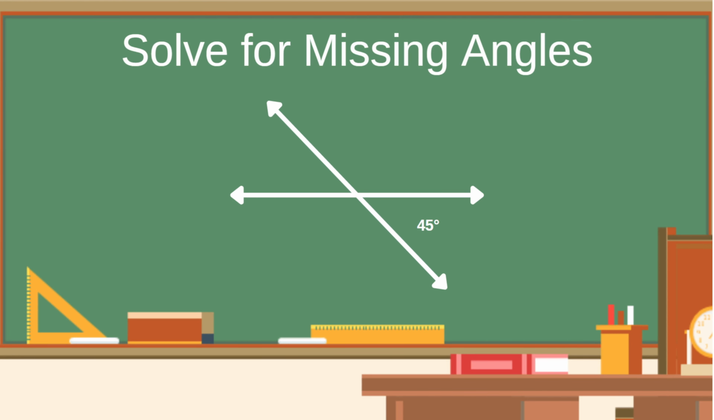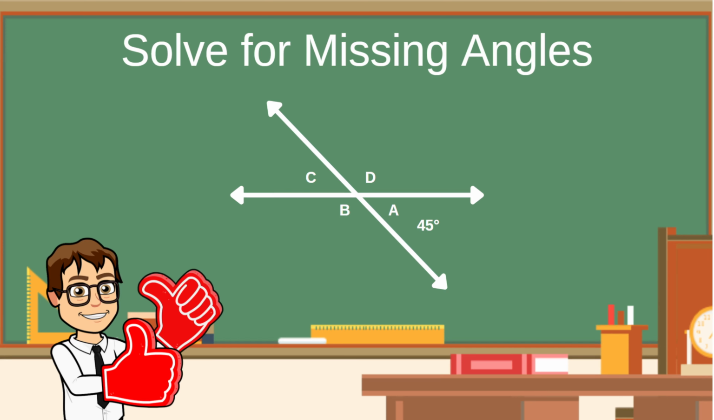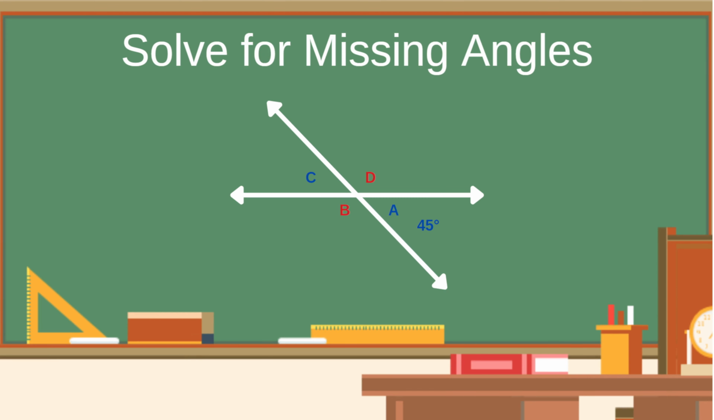In this example, two lines intersect, and we only know one of the four angle measurements. First, let's name all the angles: angle A, angle B, angle C, and angle D. There, that's better. Now let's color code our vertical angles. Angle A and angle C are vertical angles. Angles B and D are also vertical angles, which means that A and C are equal and B and D are equal. We can fill in the measure of angle A, and since the measure of angle C equals the measure of angle A, and A equals 45 degrees, then we know that angle C also has a measure of 45 degrees.